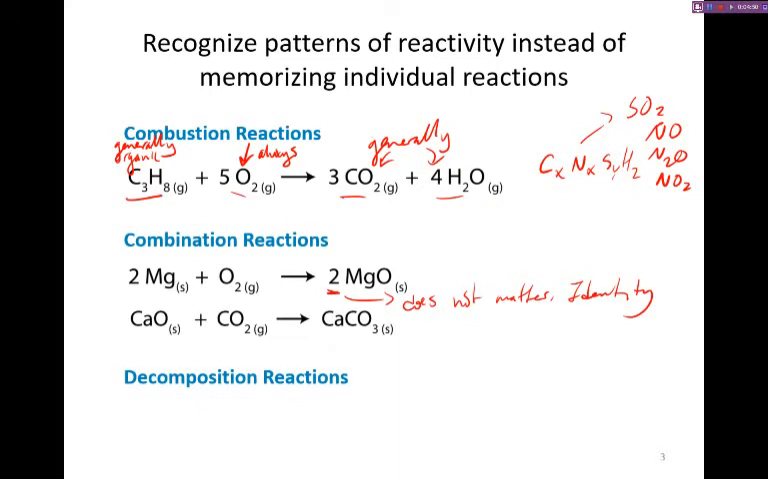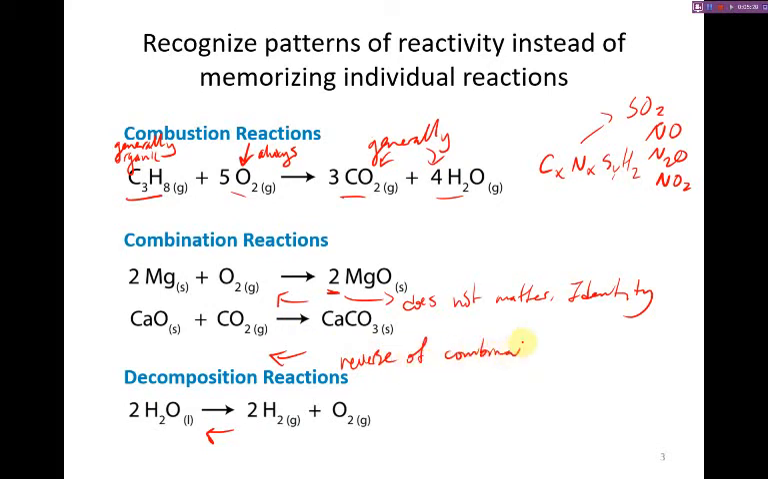The reverse of combination is a decomposition reaction. And that's where you take one particular type of molecule and it breaks down into smaller molecules or elements. And you can see that this is the opposite of combination. If we were to reverse these processes, then we would get the reverse process. So the reverse of combination is our decomposition.